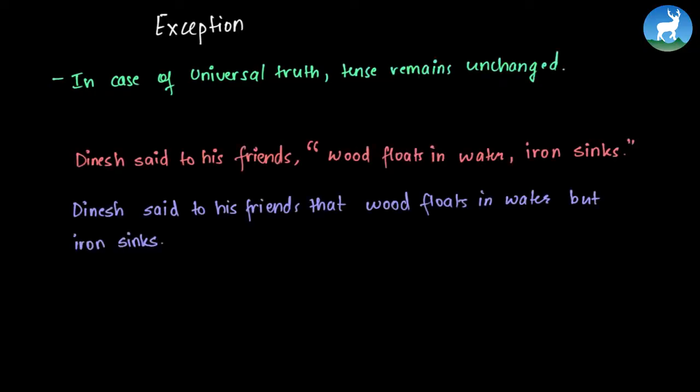Now above all, there is one exception. Even if the reporting speech is in past tense, the tense of direct speech remains unchanged if it contains a universal truth. So in case of universal truth, we don't change the tense. For example, Dinesh said to his friends, "Wood floats in water, iron sinks." While we change this universal truth to indirect speech, the tense still remains in present tense. Dinesh said to his friends that wood floats in water but iron sinks.